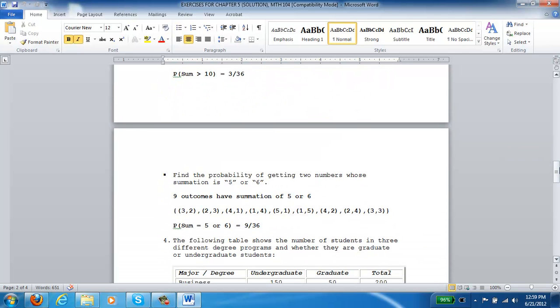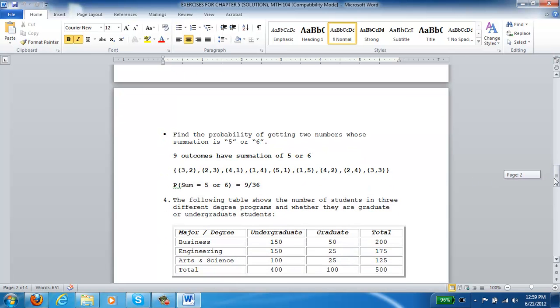And what is the probability to get a 5 or a 6? For a 5 we have 4 outcomes: 3, 2, 2, 3, 4, 1, 1, 4. For 6 we have 5, 1, 1, 5, 4, 2, 2, 4 and 3, 3, 5 outcomes. So we have a total of 9 outcomes. So the probability will be 9 over 36.